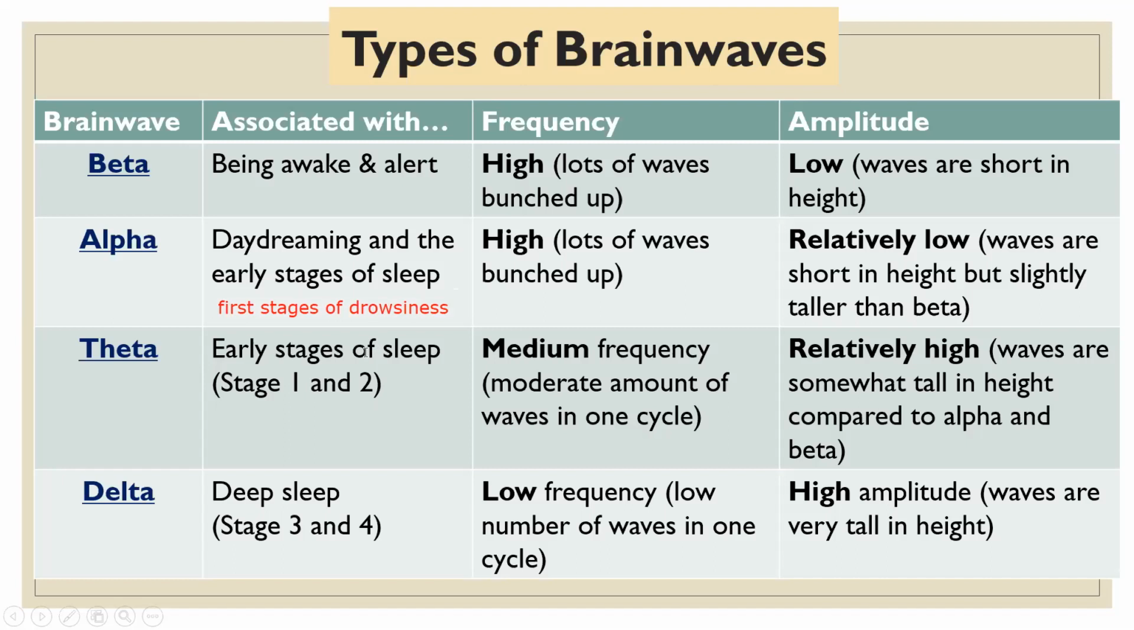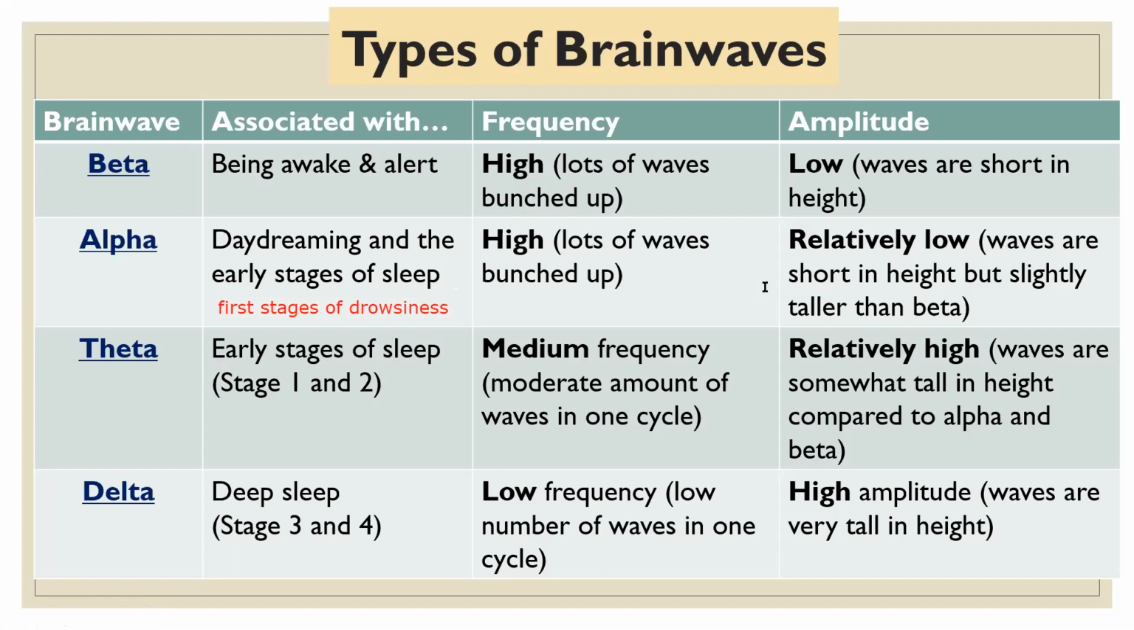Theta is your early stages of sleep, so you've got your stage 1 and stage 2, and delta is your deep sleep, so that's stages 3 and 4. With the frequency, like we looked at in the previous slide, the beta waves are high, which means they've got lots of waves happening per second, or the waves are really bunched up. Alpha is also pretty high, whereas theta is medium, and delta, the last one we looked at, is quite low. They don't have many waves in one cycle.